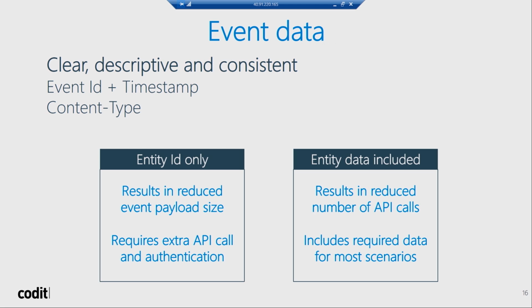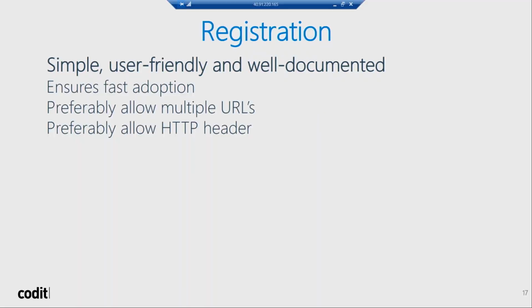So choose the right one for your solution, or maybe do a combination of the two, but make sure that it's consistent across your events. The registration: at a certain moment in time, you as a consumer need to register, need to say that you're interested in certain events. So make sure that that is simple, user-friendly, and well-documented, like any API, and Azure API Management could help in that.